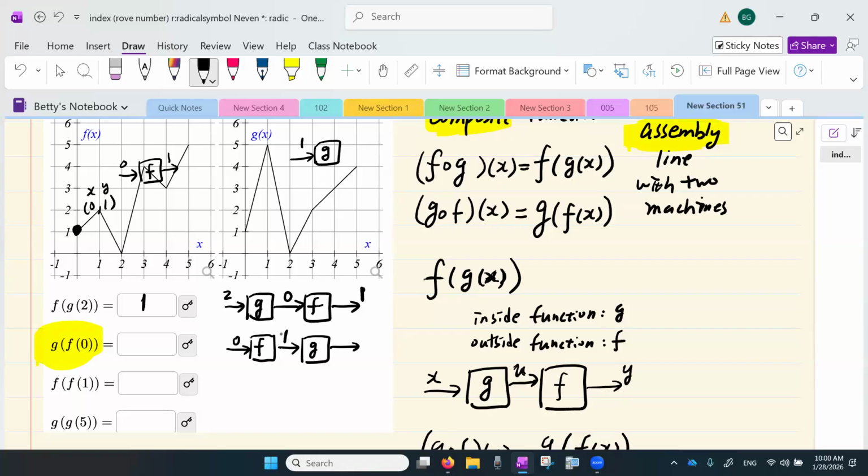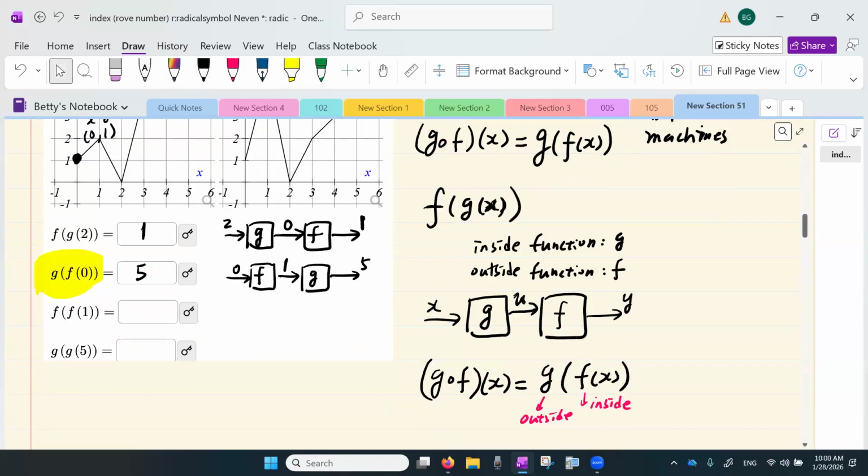That means we need to find a point on g whose x coordinate is 1. The output is going to be 5, the point (1, 5). Exactly. X is 1, y is 5. So when the input is 1, the output is 5. Done. I hope it's doable for you. Some of you, I guess, already grasp it. If you know this, I don't worry about you getting the points on the exam.